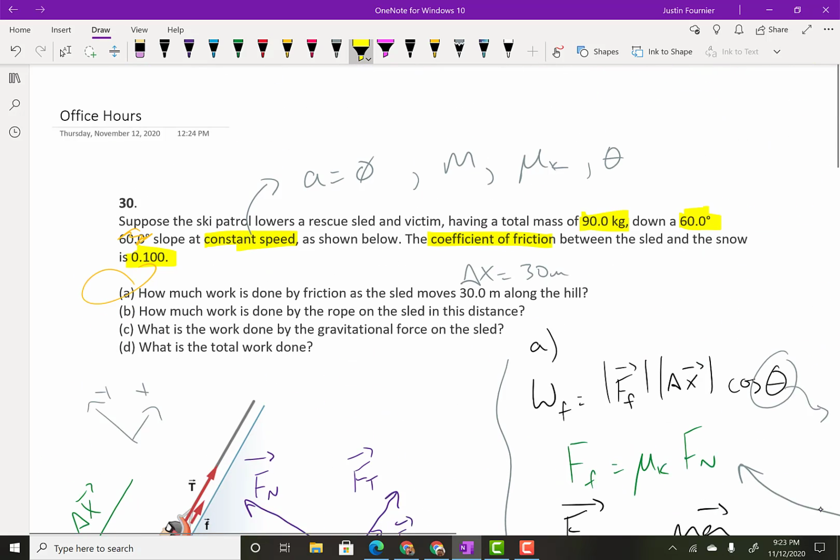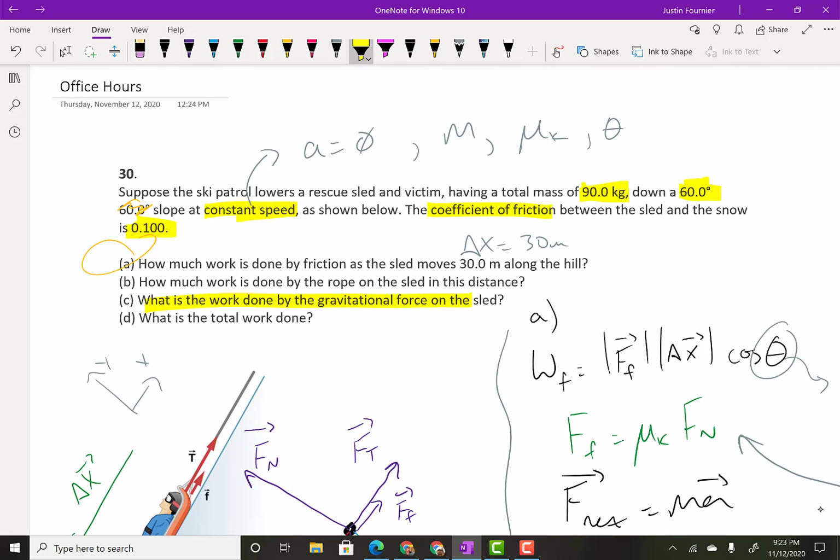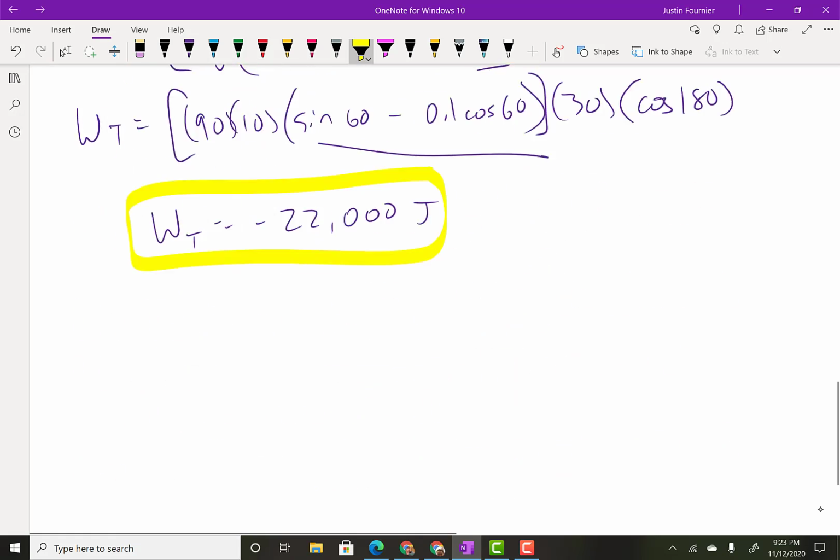Next up, they're asking what's the work done by the gravitational force. All right, let's do this one.